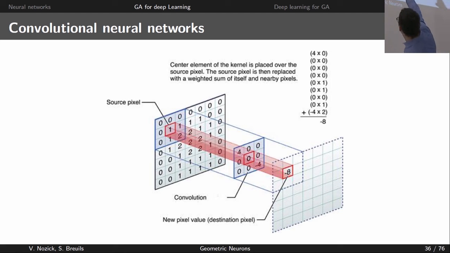Here we have a kernel. If you put this kernel, this small array, in front of one pixel, here the pixel in red, then what you can do is multiply each square of the kernel with the small square of the image right in front, make the sum of all these products, and put the output in the resulting image.